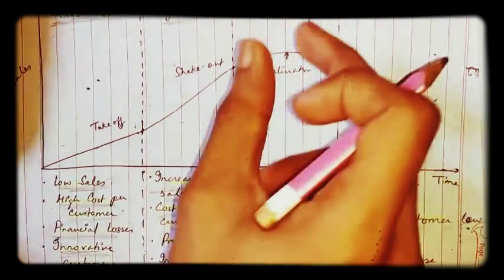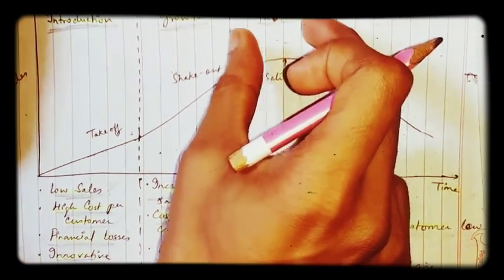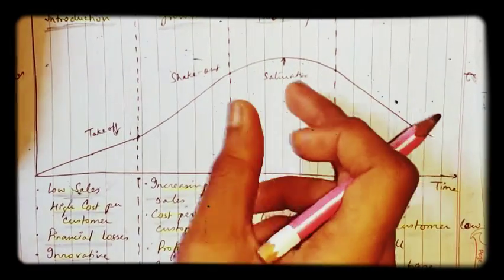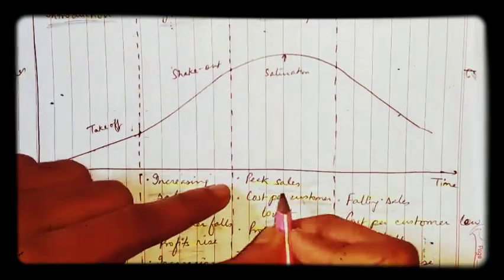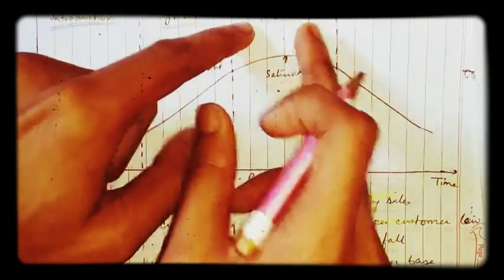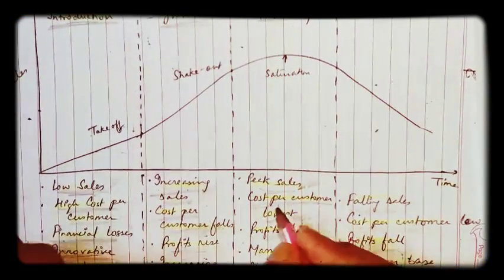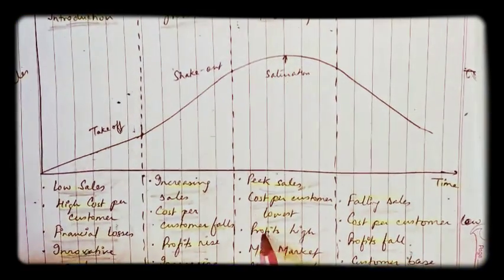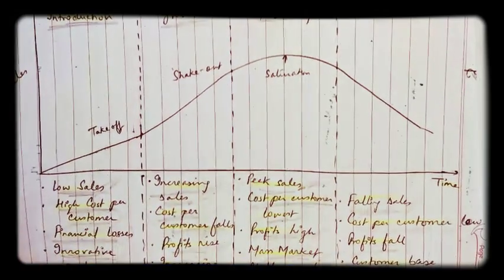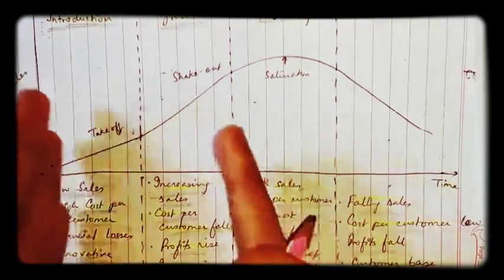Okay, next is maturity level. The point is saturation point. Okay, next is peak sales, when the product is at maturity level, the sales is at a peak level. Okay, cost per customer lowest, profits high, mass market, stable number of competitors. Understand? 3 stages we have learned.